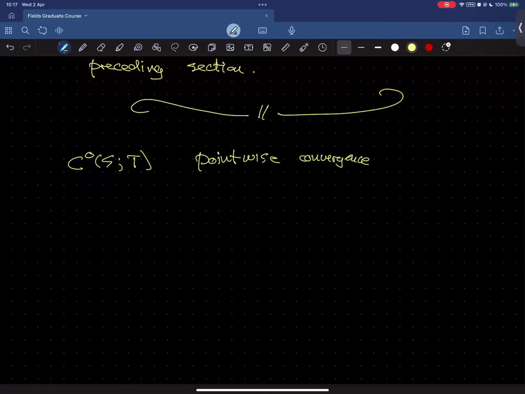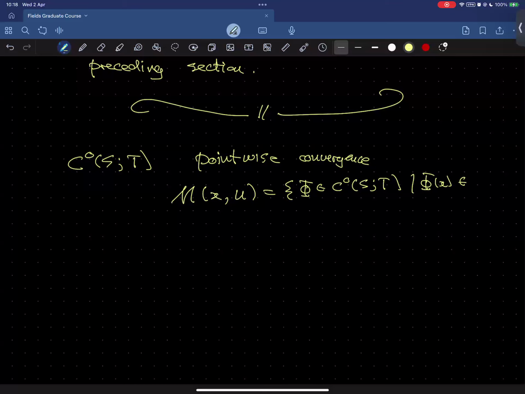The base of open sets, or the subbase of open sets for this topology, is now going to be: I had this collection of things which I defined before as M, and here I had a K, but now I'm going to put an X, U. This is going to be the set of all mappings phi in C0(S,T) such that phi of X is contained in U.